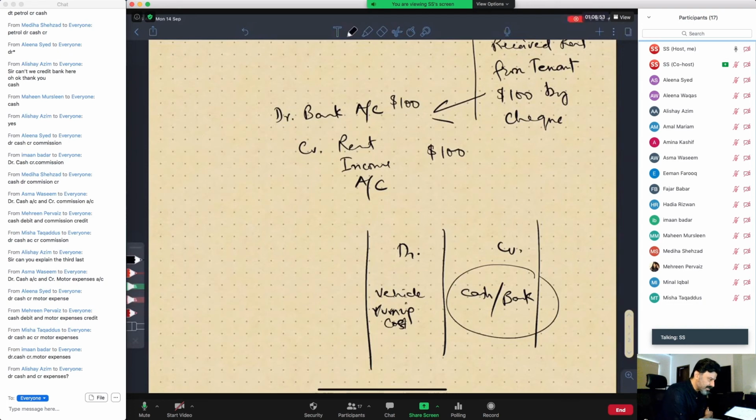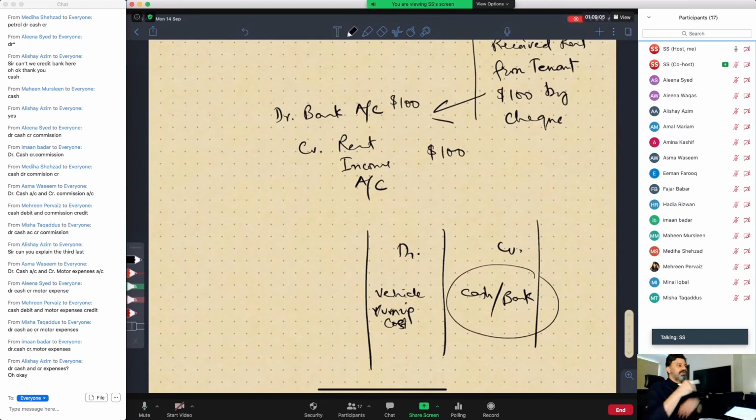Alicia, not expenses, credit expenses. You need to be specific. Expenses is a general description. You need to be specific which expense account. In this case, it's motor expenses account, right? Excellent. Right now, this is the only transaction where we can see expense account is being credited, right?